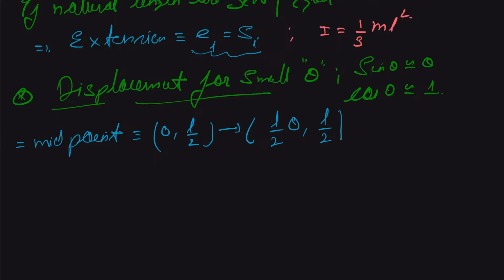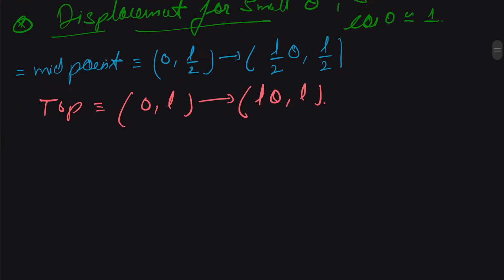And then we have the top point, and top is from 0, L, and it goes to similarly L theta and L. And finally we have our center of mass. Center of mass moves to L/2 theta and L/2.